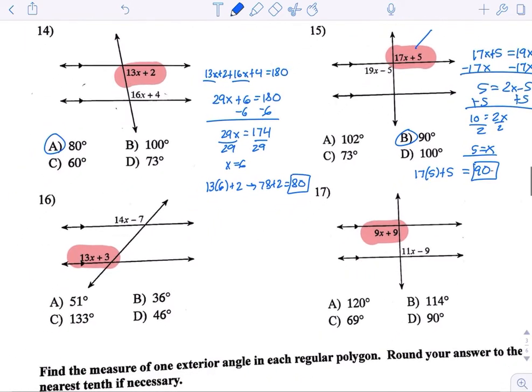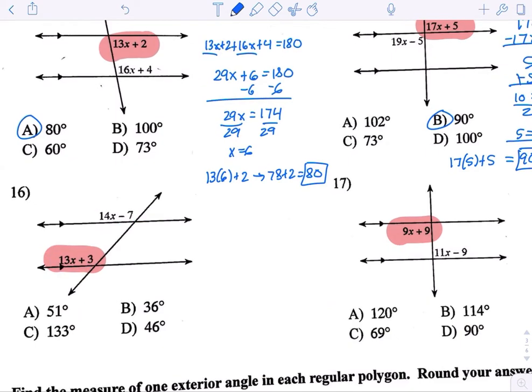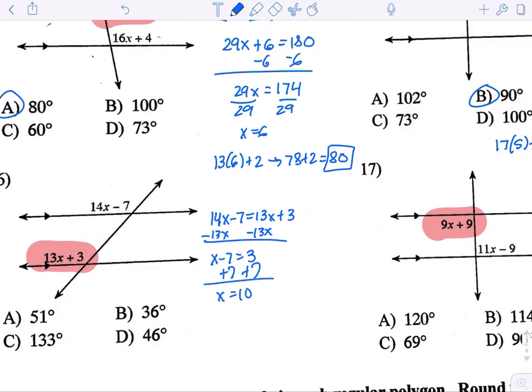Okay, 16. So these angles are what you call corresponding angles. If you made a pizza, right, both of these are the same slice in each respective pizza, so those are going to be equal to each other. Corresponding angles are equal. So 14x minus 7 is equal to 13x plus 3. I'm going to move my variables to the left-hand side first, so we get x minus 7 equals 3, and add the constants to the right. X is equal to 10.